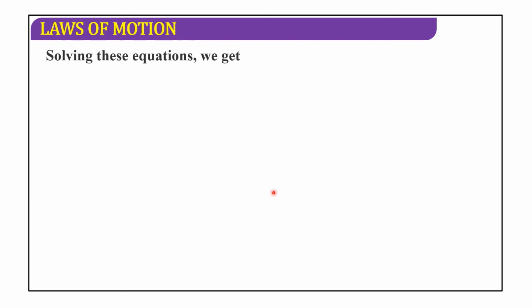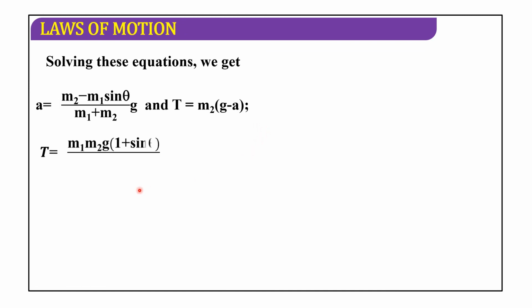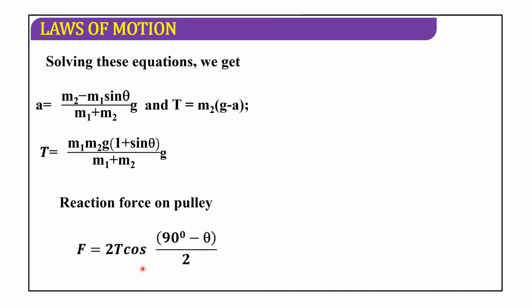So solving these equations, we get a is equal to m2 minus m1 sin theta by m1 plus m2 into g, and t is equal to m2 of g minus a. T is equal to m1 m2 g of 1 plus sin theta by m1 plus m2 into g. So reaction force on pulley F is equal to 2t cos of 90 minus theta by 2.